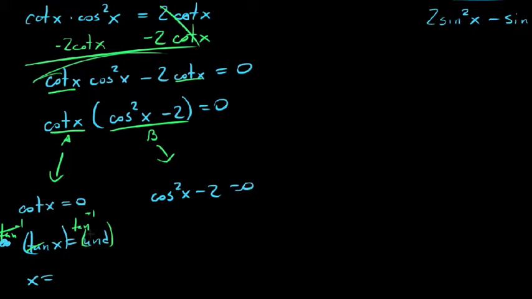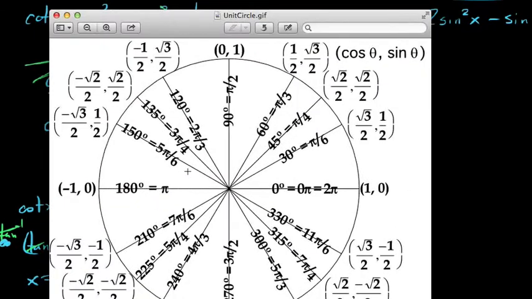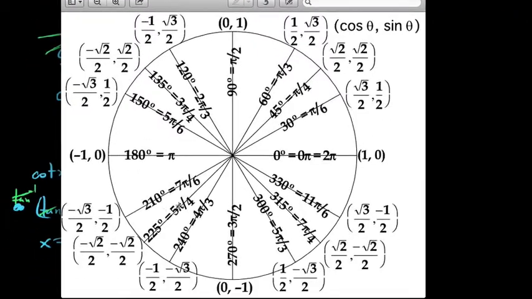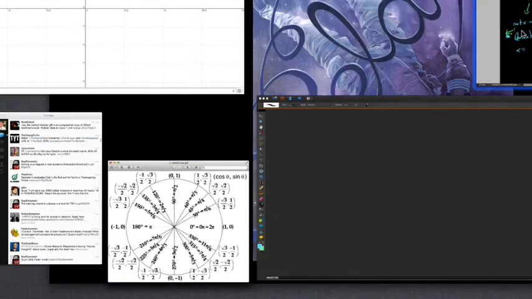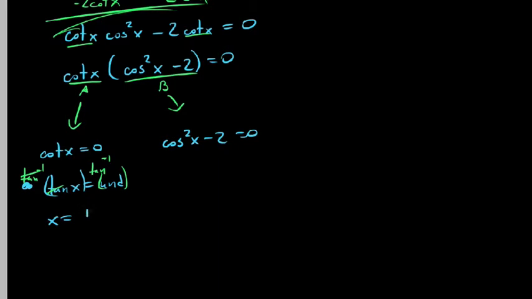Tangent being y over x, what angles could you take a y value divided by an x value and get undefined? That has to be division by 0, and the only two places those occur are these two quadrantal angles, pi halves and 3 pi halves. So we've got pi halves, and we also have 3 pi halves.